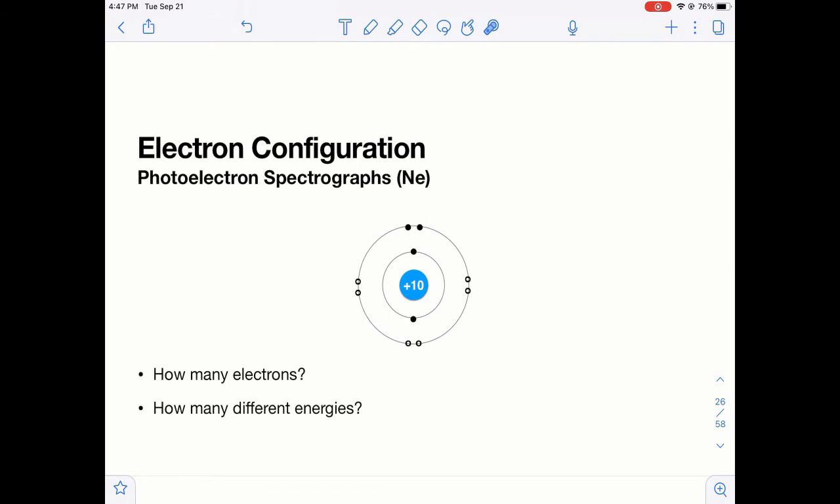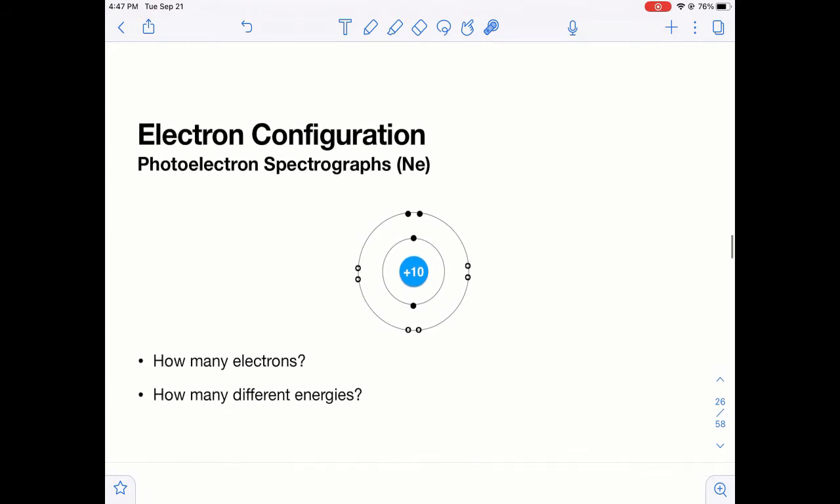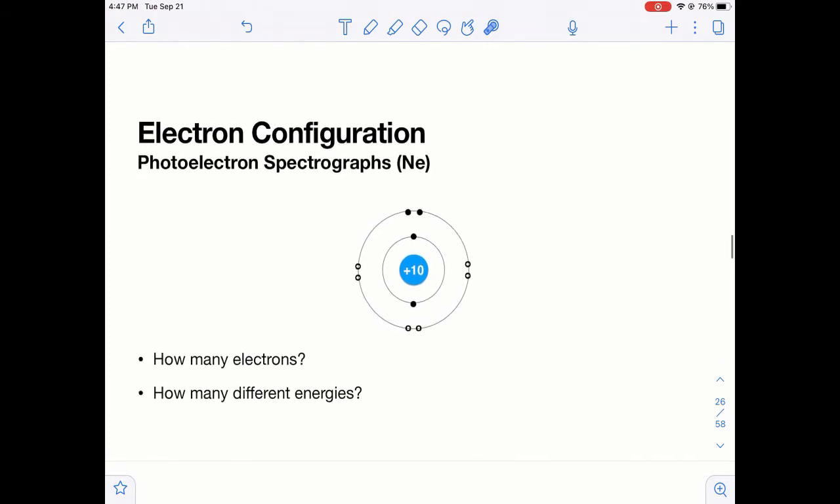Now we're going to jump up to neon. And we'll see here that in our neon we have 10 electrons, and we're going to have 3 different energies. Same as what we expected here for carbon, because we're not done with that p sublevel yet. In fact, if you look at a periodic table, you can see how, like I said last time in class, most of the answers are on the periodic table.